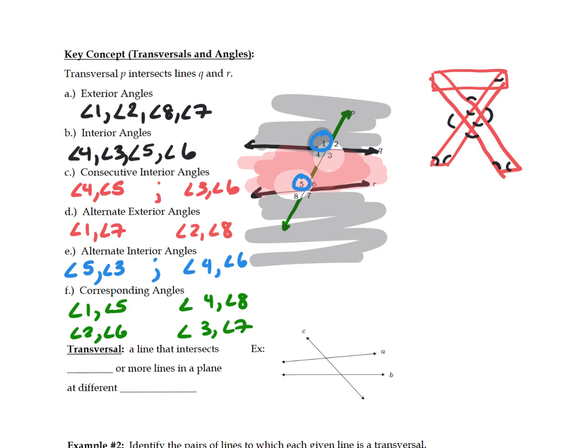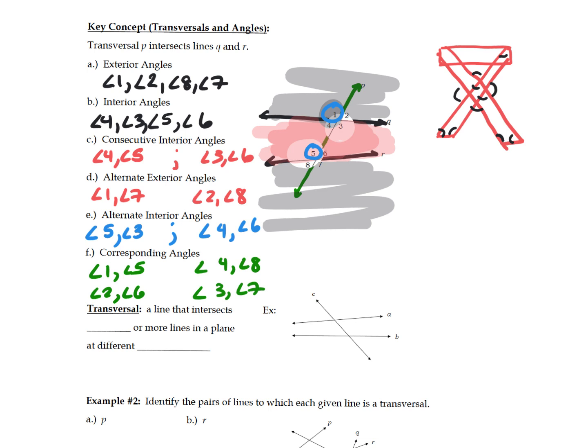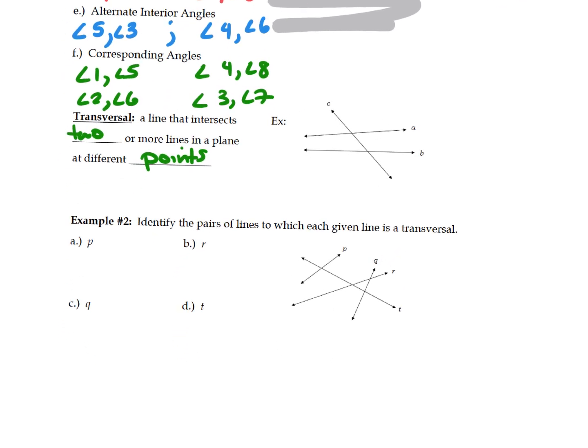Okay, so this nice transversal line makes all these angle pairs, and if you know one angle, you can figure out a lot of the other ones. The transversal line is a line that intersects two or more lines at different points. So in this example, it says identify the pairs of lines to which each line is transversal.